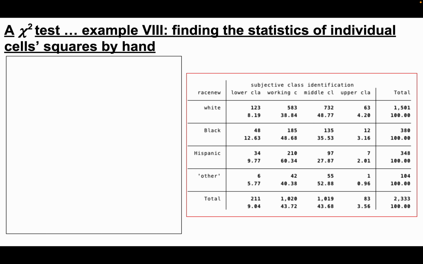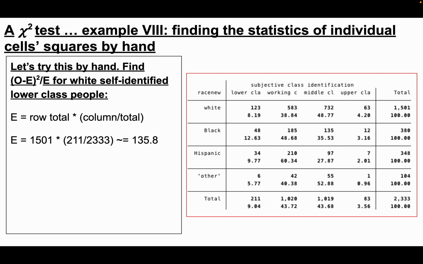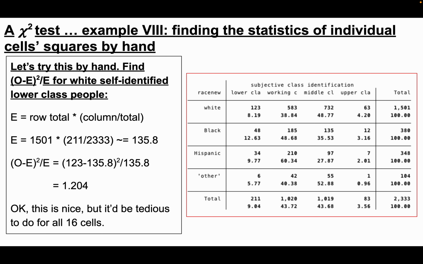But let's go ahead and actually do that for a given group. So find the observed minus the expected squared over expected for self-identified lower class whites. So we would first find the expected count. We could do this in one of two ways. Here I chose to find the total number of lower class people, which is 211 divided by 2,333, and then multiply it by the number of whites, that's 1501. And so we do that right here, and we get 135.8. Then we take observed, which is 123, minus expected, which is that number here, square it, and then divide by 135.8. That gives us 1.204, and that's our chi-square statistic for that cell.